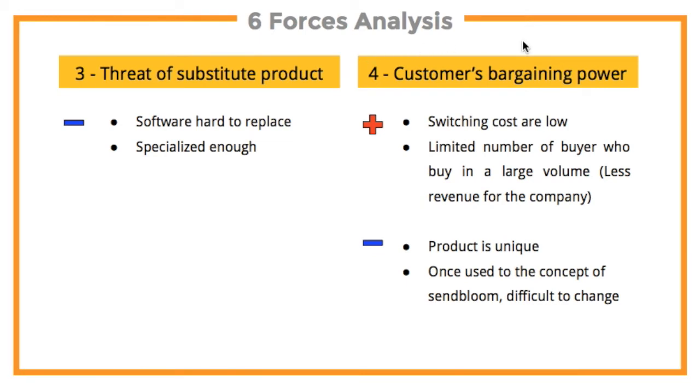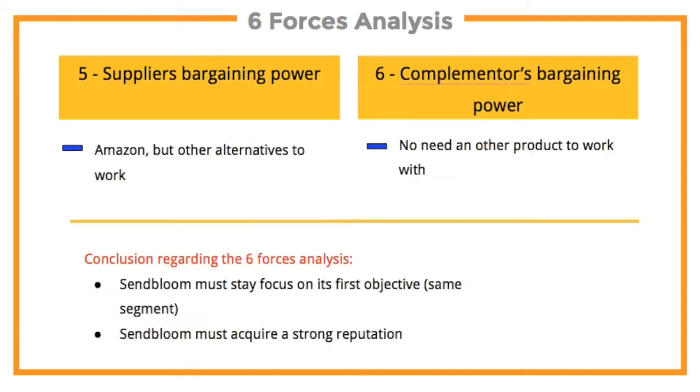Then for the customers' bargaining power, you have two sides. First, the switching costs are low. The customer can change very easily without problems, so that leads to a high bargaining power. But on the other hand, the product is unique, and as a customer, when you are used to the concept of Sendbloom, it will be difficult to change. So also a mid-level bargaining power.